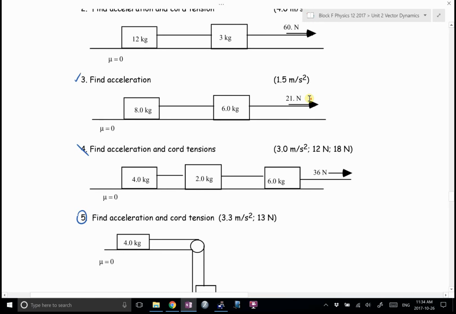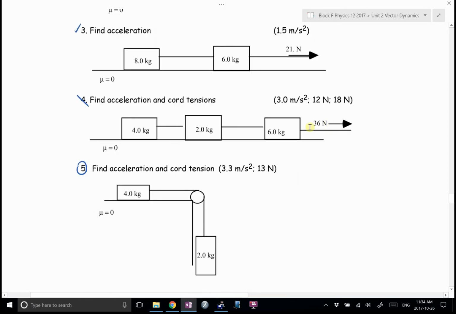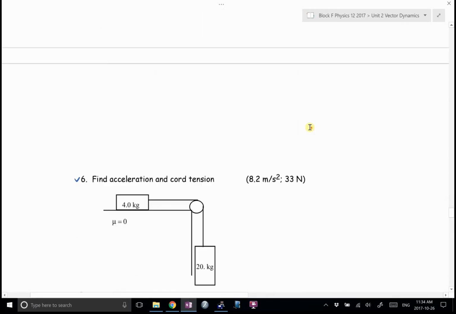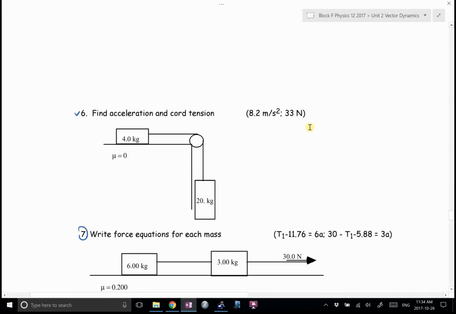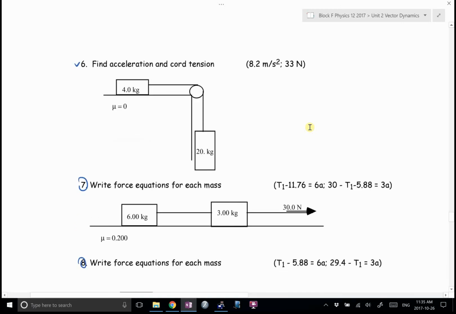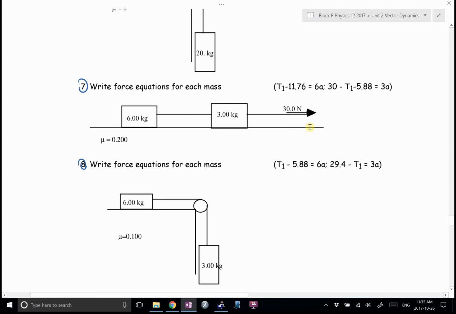Cross out 4. 5 is good. 5 is hanging over a cliff, no friction. 6 is hanging over a cliff, no friction. If you get number 5 right, you can skip 6. If you want more practice, do 6. Number 7, 2 masses with friction, I'll assign that. Number 8, 2 masses, 1 hanging over a cliff with friction, I'll assign that.